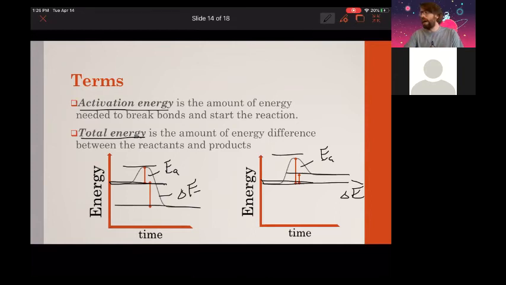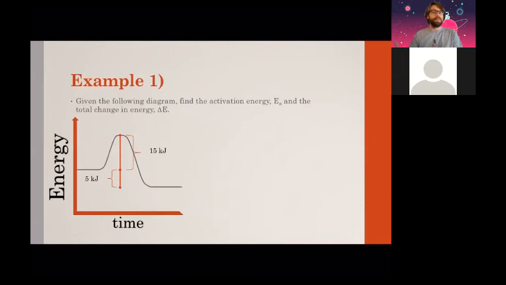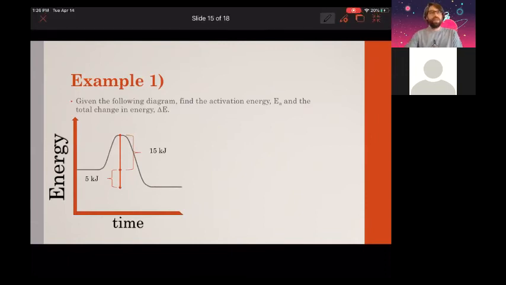And what I'm going to give to you guys is a graph that looks like one of these. And I'm going to say, hey, what's the activation energy? And what's the total energy? So what's EA for this one? Well, that's simple, right? That's from the reactants to the top of that hill, which I've told you is 15 kilojoules.